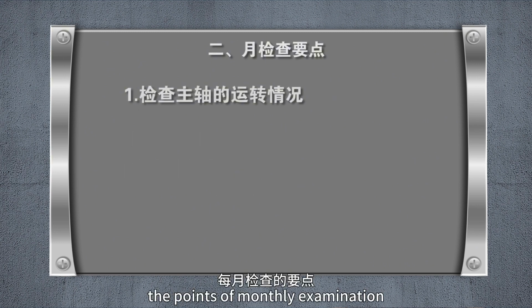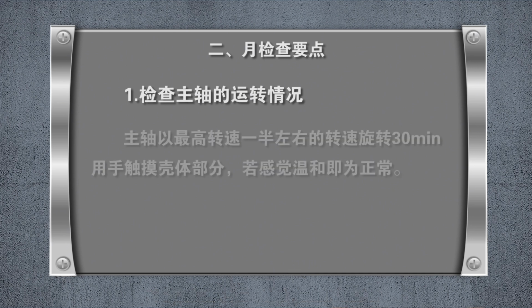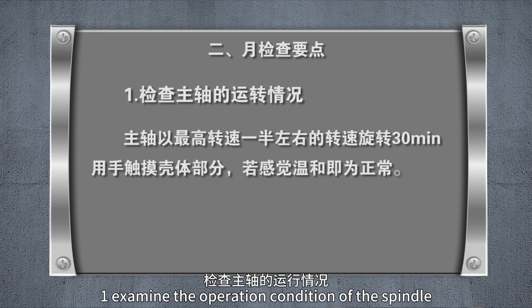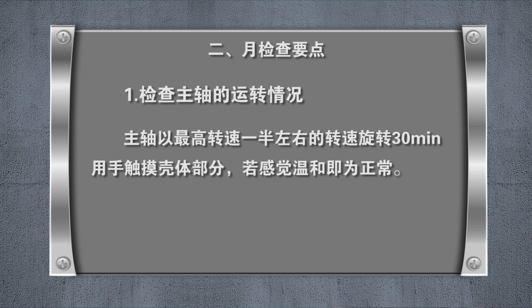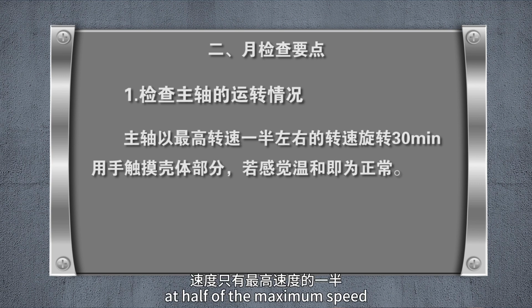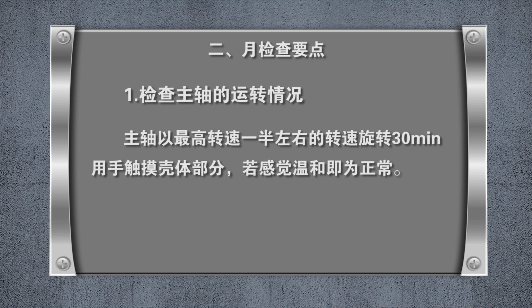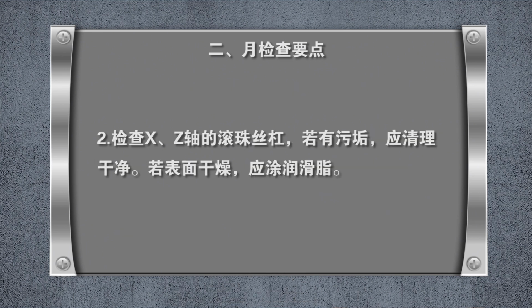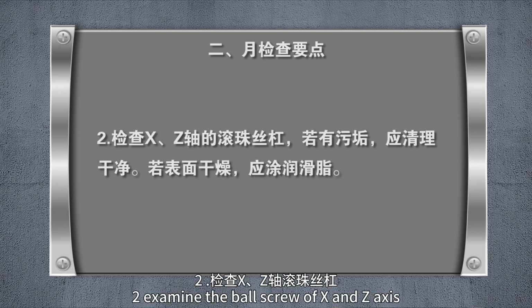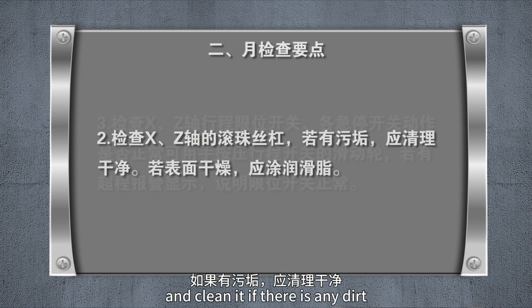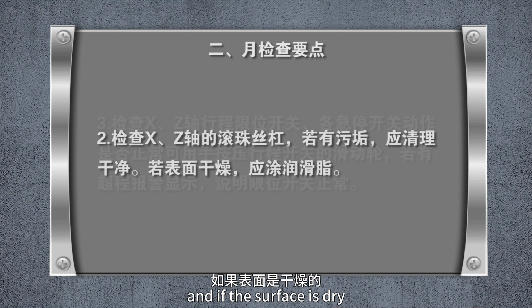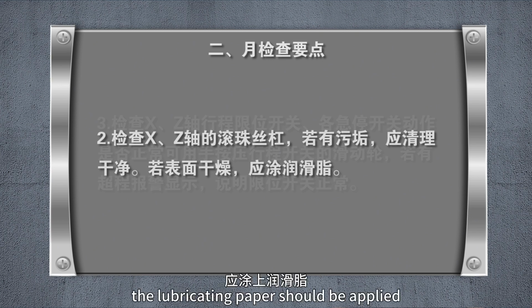Second, the points of monthly examination. 1. Examine the operation condition of the spindle. Spindle rotates for 30 minutes at half of the maximum speed. Touch the shell of the machine tool by hand, and if the temperature is moderate, it is normal. 2. Examine the ball screw of X and Z axis, and clean it if there is any dirt, and if the surface is dry, the lubricating paper should be applied.